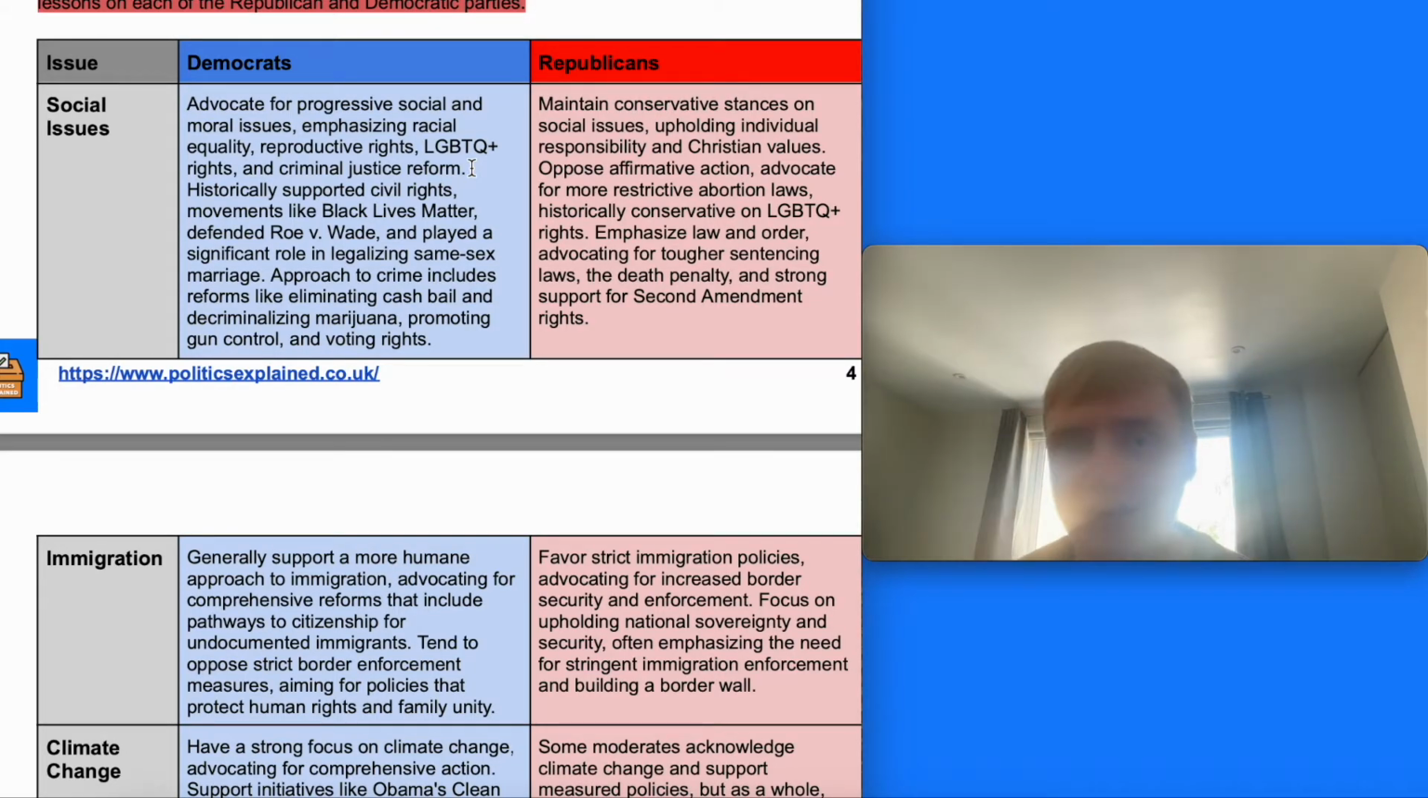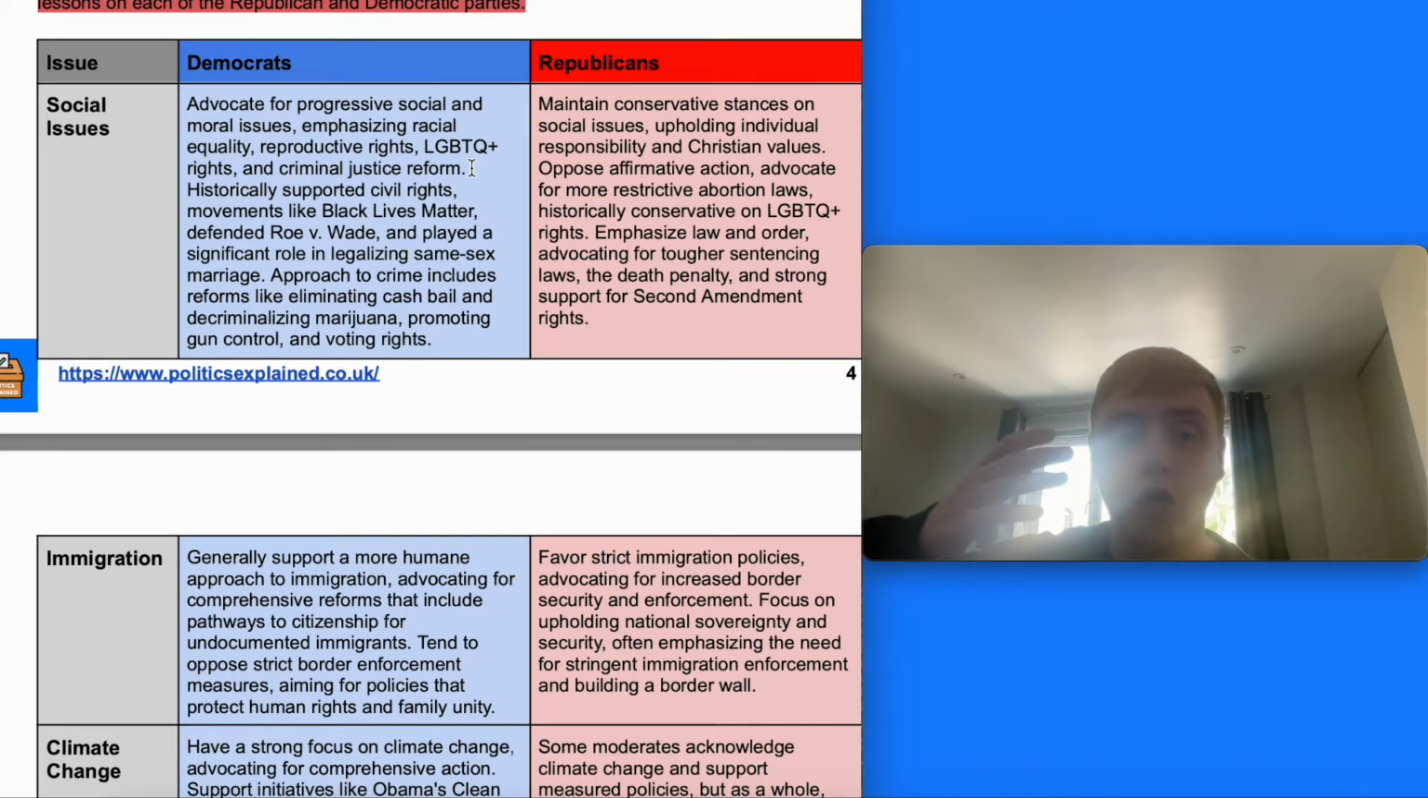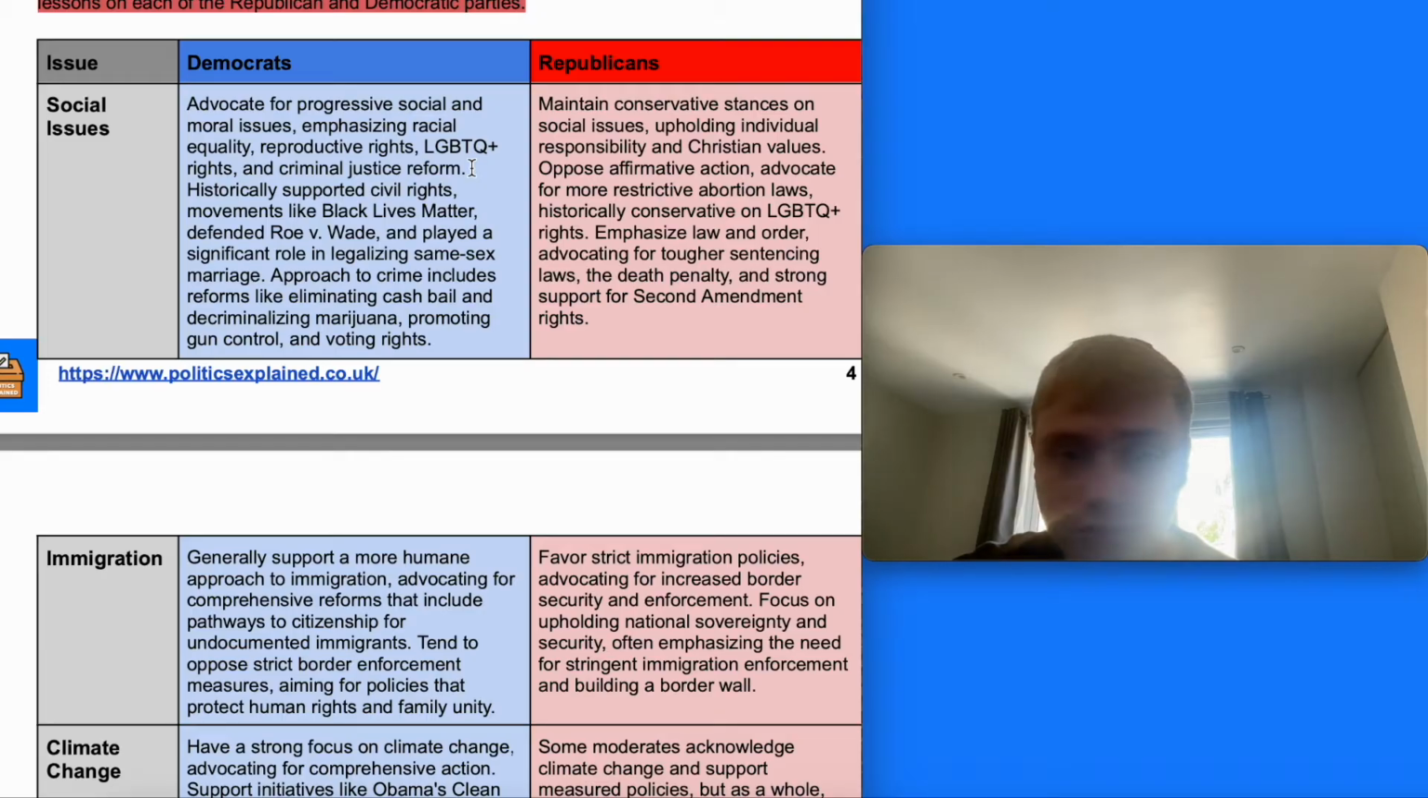This contrasts significantly with conservatives, who uphold individual responsibility and Christian values, opposing affirmative action, supporting restrictive abortion laws, and are historically conservative on LGBTQ+ rights. They emphasise law and order and advocate for tough sentencing laws, the death penalty, and strong support for the Second Amendment. Whereas Democrats' approach to crime includes reforms like eliminating cash bail and decriminalising marijuana, whilst also promoting gun control.